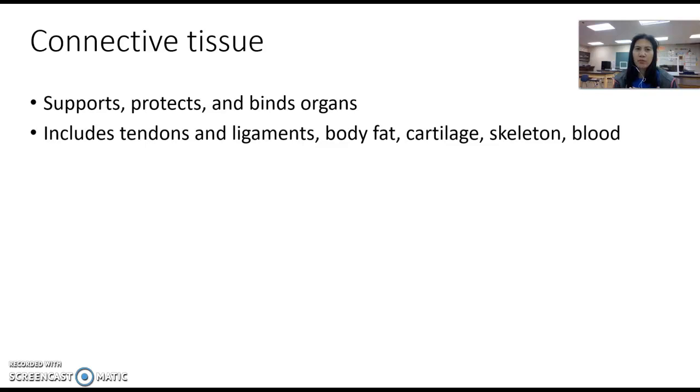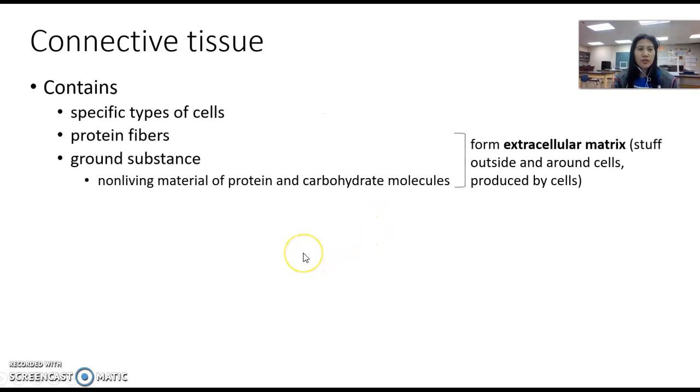So what are these examples? It includes tendons and ligaments, or cartilage, skeleton, blood, and body fats. So connective tissue contains protein fibers. It has a ground substance.